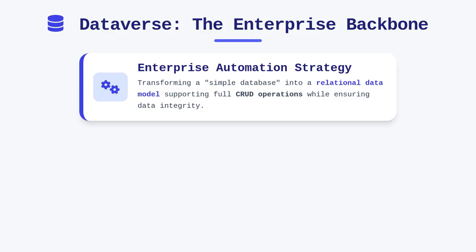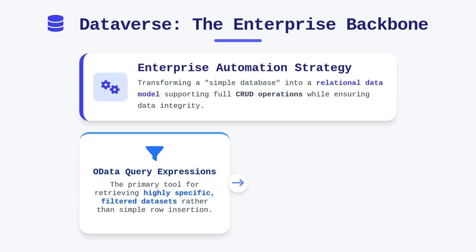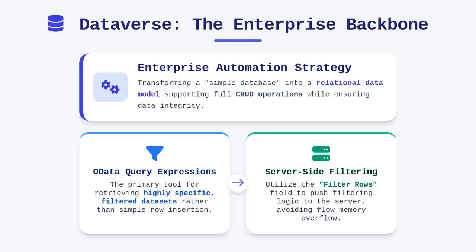This means we move beyond simple row insertion and start leveraging complex OData query expressions to fetch highly specific filtered datasets. Using the filter rows field in the list rows action allows us to minimize data transfer, which is a critical consideration when designing performant cloud flows that interact with large enterprise systems. You should treat the OData query as your primary tool for data retrieval, as it pushes the filtering logic to the server side rather than pulling massive lists into your flow memory.